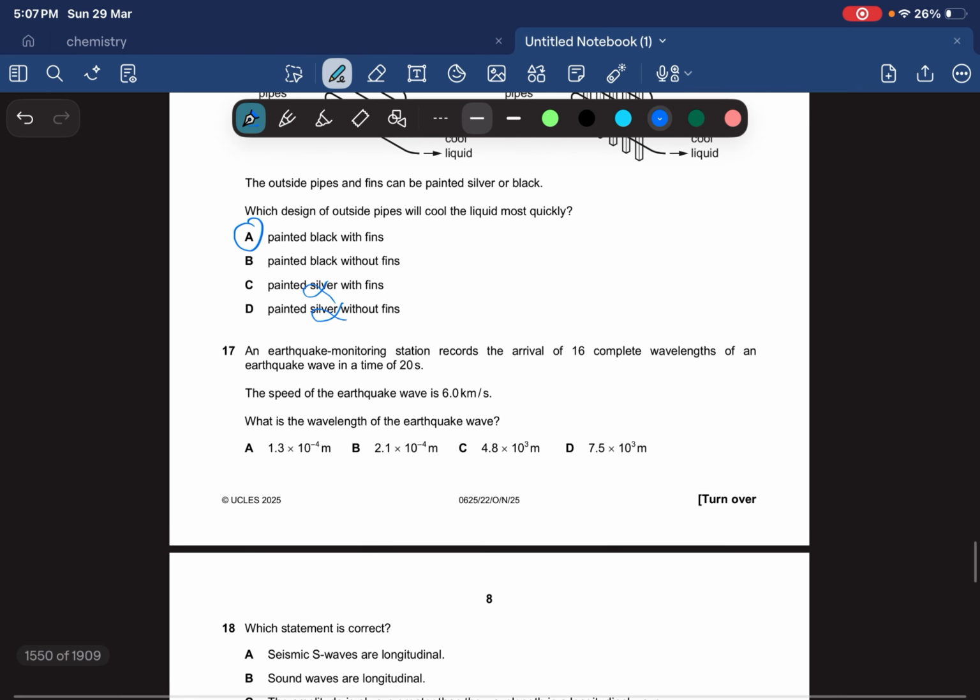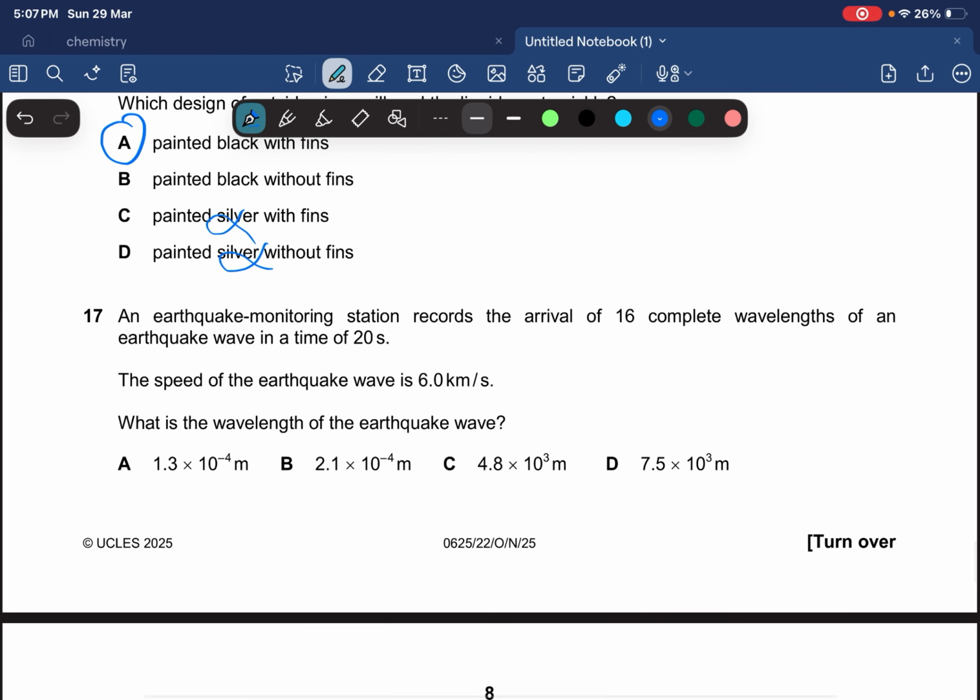Got it? An earthquake monitoring station records the arrival of 16 complete wavelengths of an earthquake in a time of 20 seconds. The speed of the earthquake wave is known to be this. What is the wavelength of the earthquake wave? V equals F lambda.